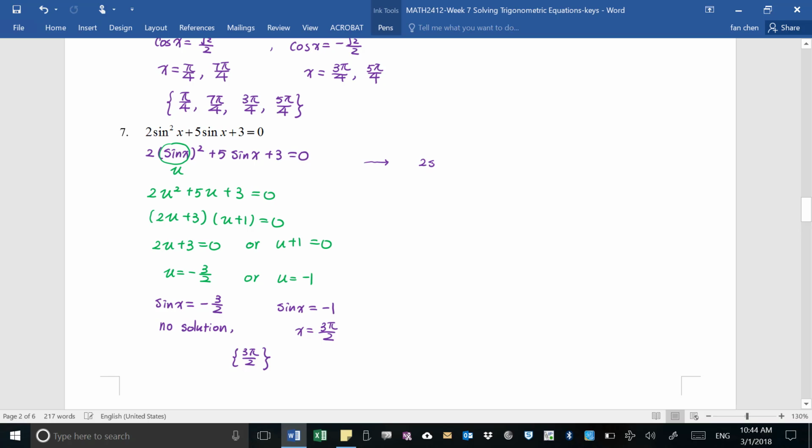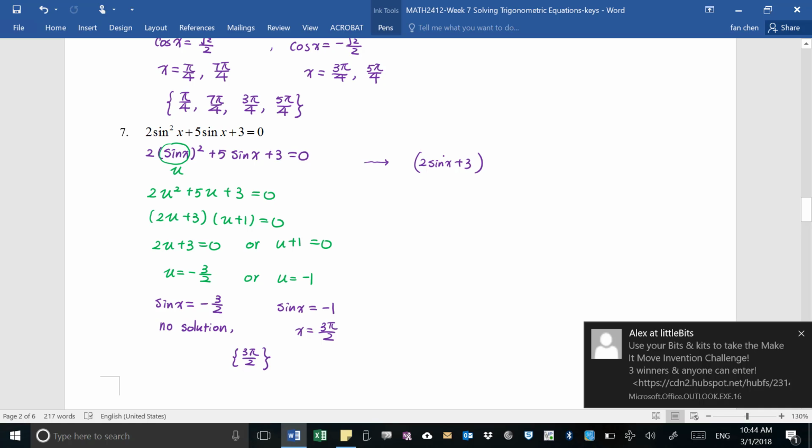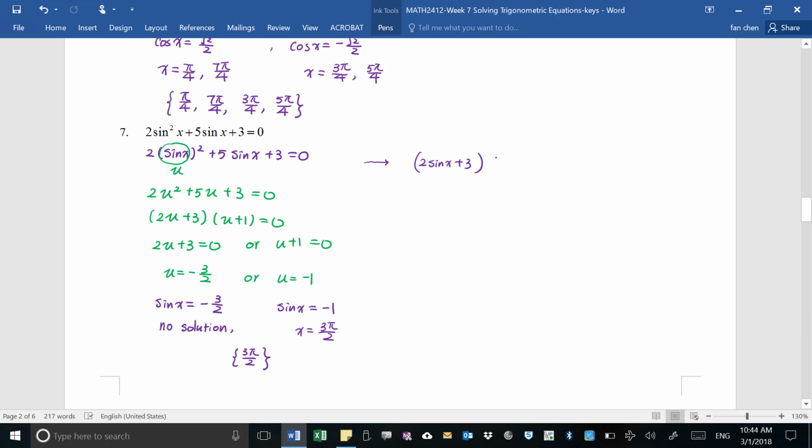That will be just 2 sine x plus 3, considering sine x as one big unknown, times sine x plus 1 equals 0. So you get 2 sine x plus 3 equals 0, or sine x plus 1 equals 0. Then you will get the same thing as here. Right, so it depends how you see the symbols, what you feel comfortable with. I think that will be the way you go. Alright.